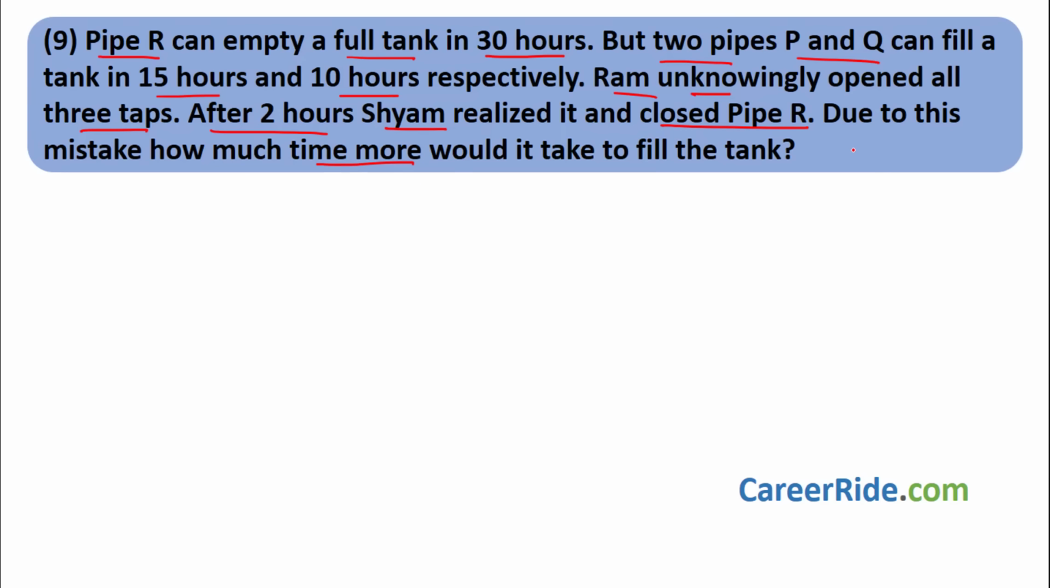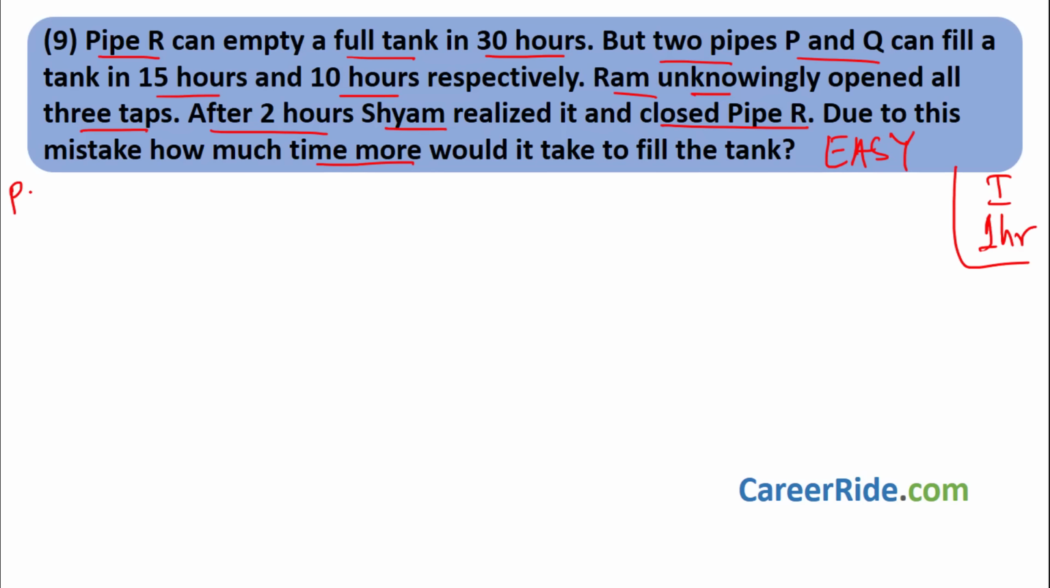Again, this looks very complicated, but it is not. It is very easy. Just go step by step. Whatever we have learned, that is inversion and 1 hour work done, and we can very easily solve the sum. Normally P and Q are filling the tank, right? But Ram by mistake opened all three pipes, because of which it takes more time to fill the tank, because water is also going out through pipe R. So how much more time is needed, that is what they want. We have understood the sum. Let's see how to solve it.